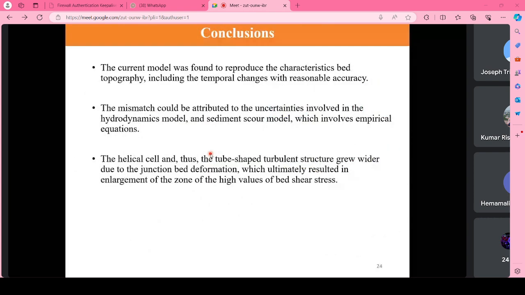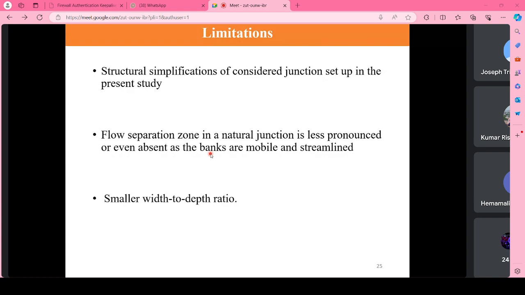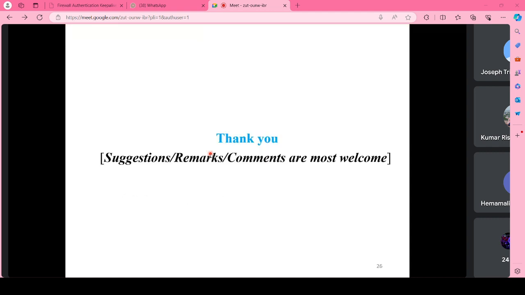Now, this was the conclusion, and the limitations are with the numerical model and with the simplification of the confluence geometry also. So that was the story of today's class, and I hope that you have enjoyed it. Please ask some questions, suggestions, comments, all things are welcome.